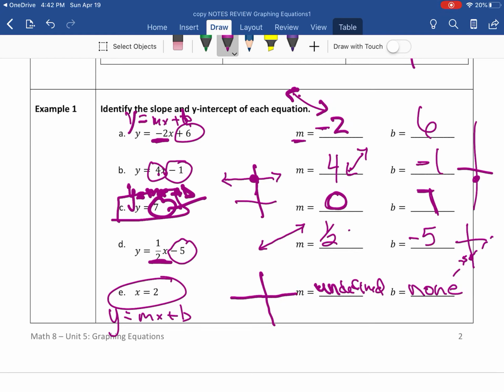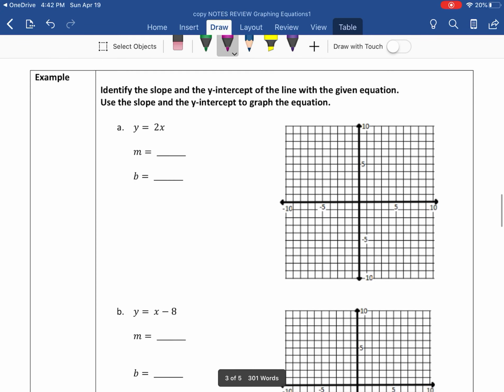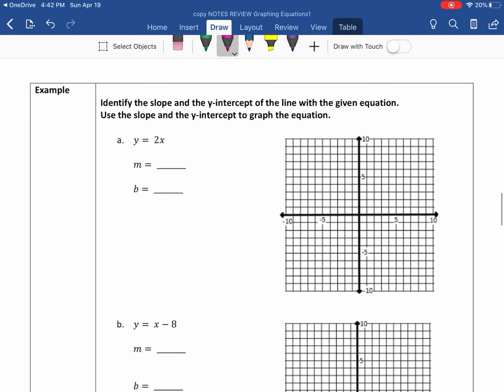So x equals 2, what would that look like on a graph? Here's your graph. On the x-axis, you would find the positive 2, approximately right there. And you have a vertical line going like this, because this is the positive 2 on your x-axis. So a little refresher from Unit 5. So let's take that knowledge again, and let's just practice graphing a few of these linear equations.